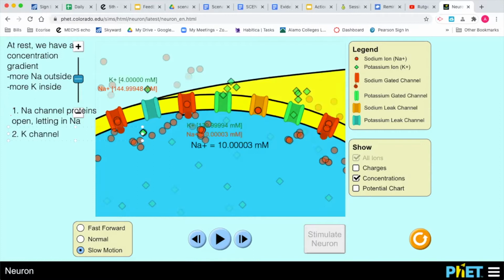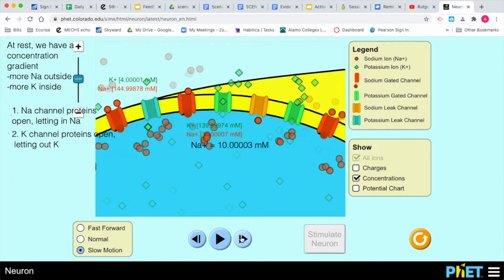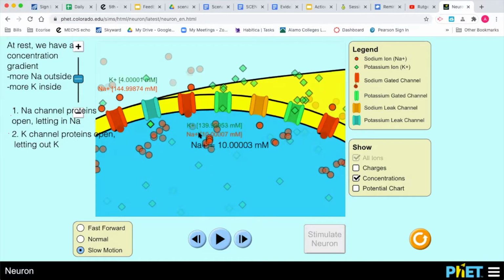Potassium channel proteins open, letting in potassium. I'm sorry, letting out potassium. And so if I let this go forward a little bit, now the potassium numbers are changing. This one was 140, now it's 139.99, so on and so forth.